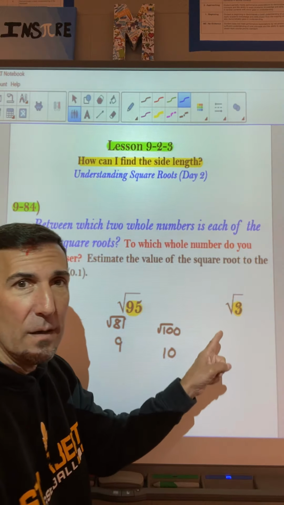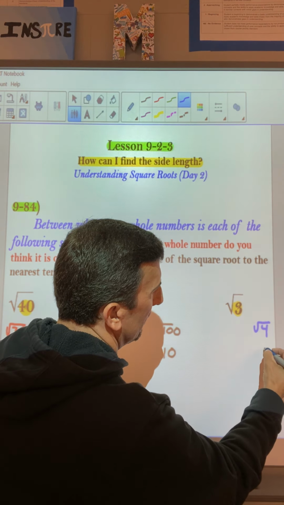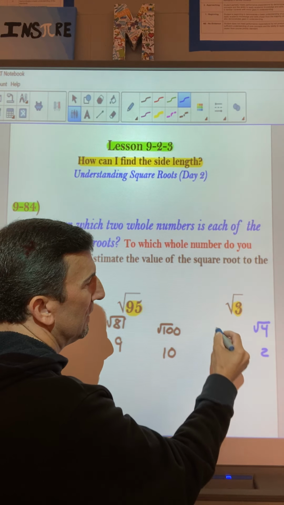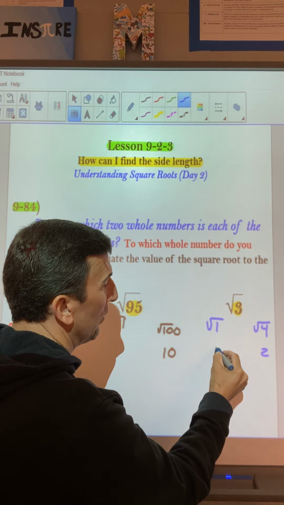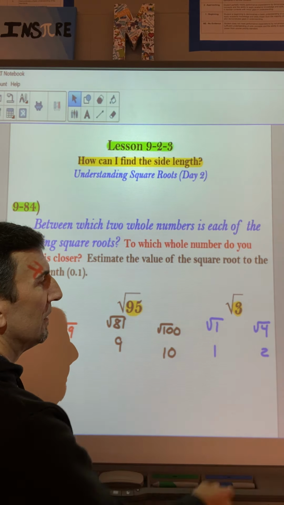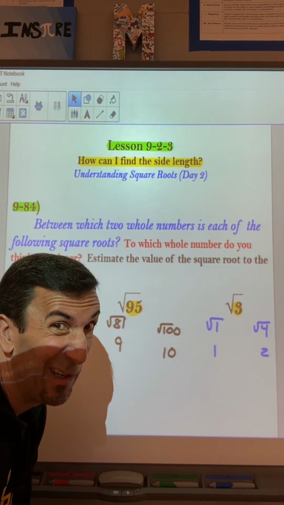And then our last one. Yep, someone just said the square root of 4, which is 2. And the square root of, somebody said 1 is 1. Because 1 times 1 is 1. I'm assuming that's what they're implying.